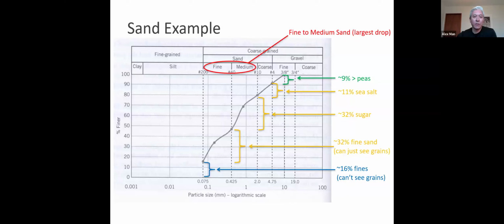Note that most of the drop happened along the top there, fine to medium sand. Where you see your curve drop the most, that's what it's going to be called. So in this case, fine to medium sand.